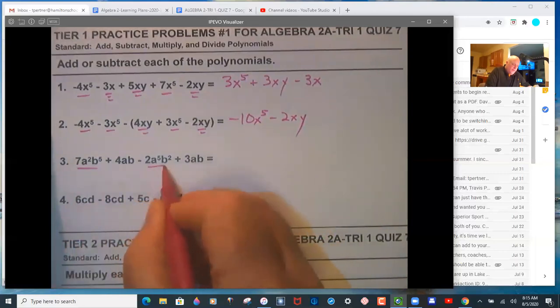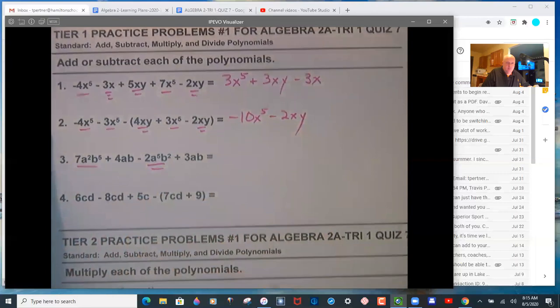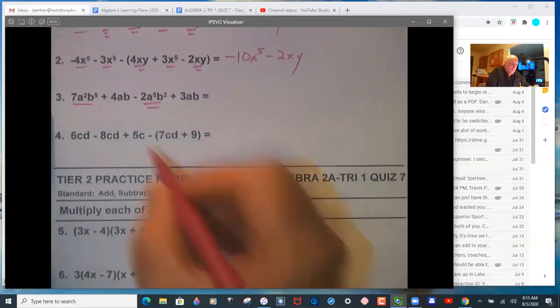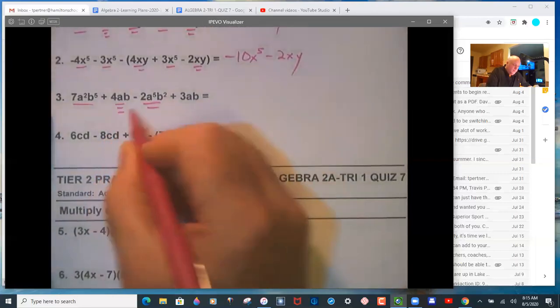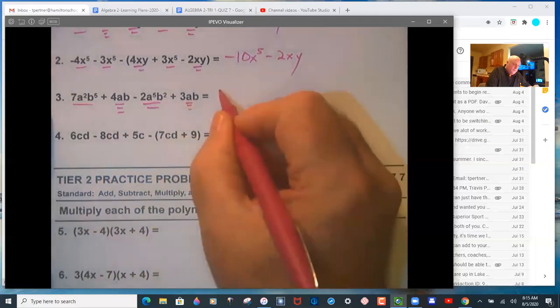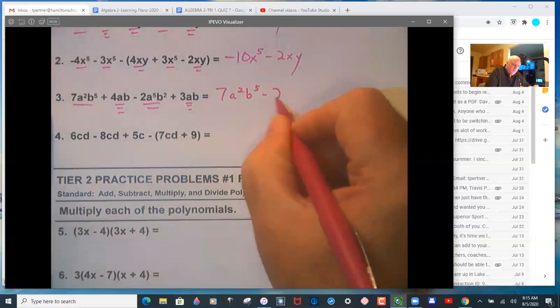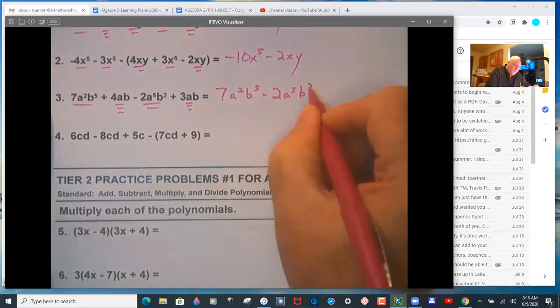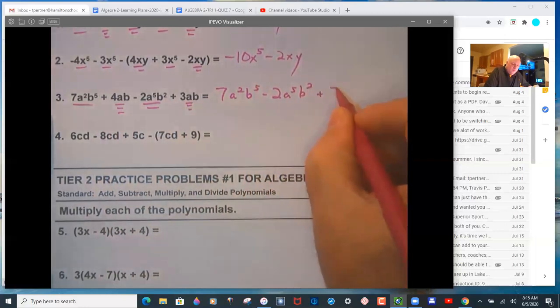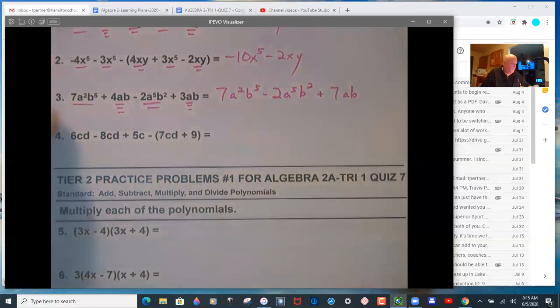That stands alone. That stands alone. Don't get confused. These are the same. These are alike. So 7a squared b to the fifth minus 2a to the fifth b squared plus 7ab. You combine those last two.